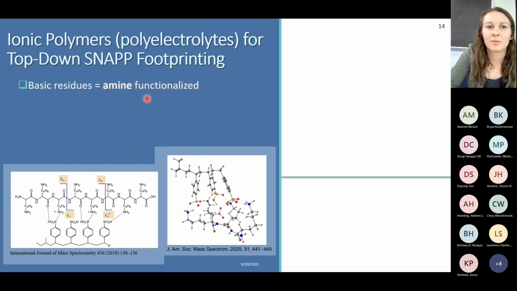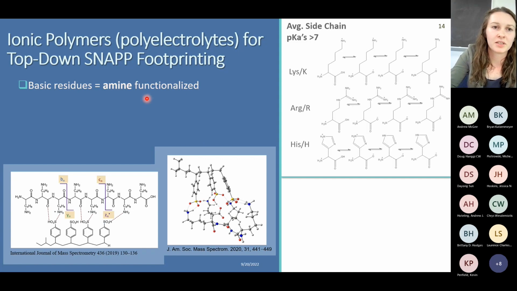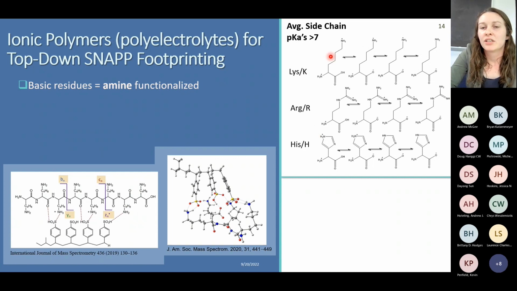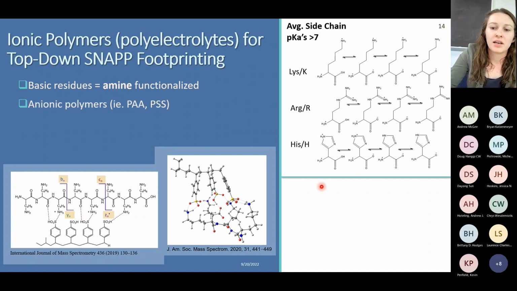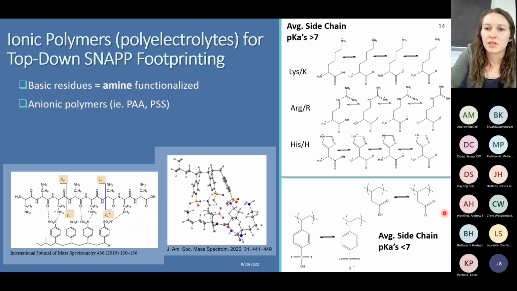So basic residues are going to be any sort of residue on a protein that is amine functionalized. So these are your lysines, arginines, and sometimes histidines, also symbolized as K, R, and H. They can undergo a series of different ionization states, and at pH 7 they exist mainly in these regions. When they are charged, they can interact electrostatically with anionic polymers such as polyacrylic acid in the acrylate form, or polystyrene sulfonate in its conjugate base form.